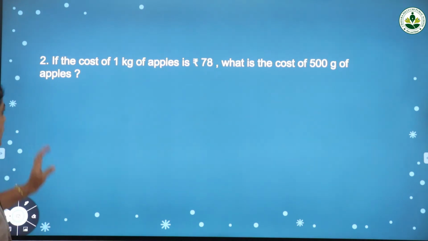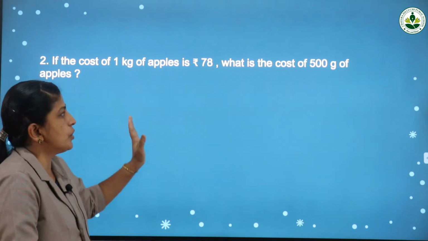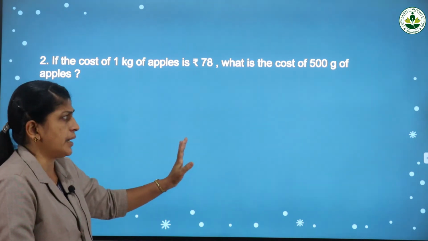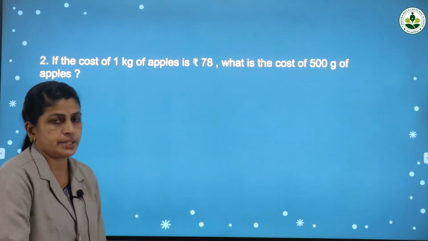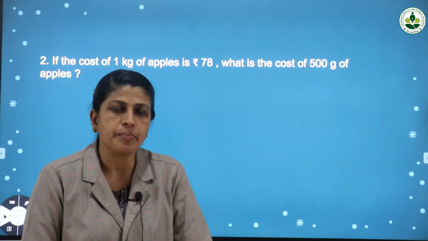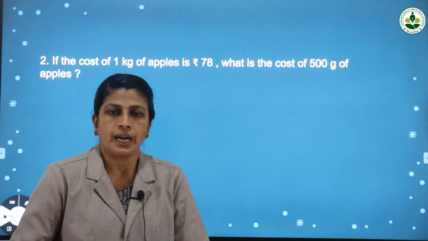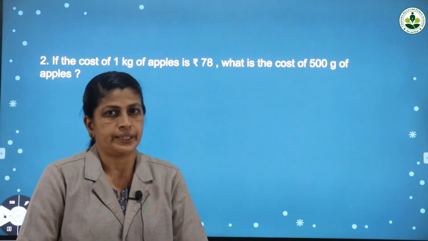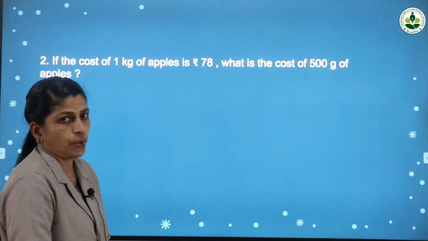Then second question: if the cost of 1 kg of apples is 78 rupees, then what is the cost of 500 gram of apples? Given the cost of 1 kg of apples, from that you need to find the cost of 500 gram of apples. Do you remember 500 gram is equal to how many kilograms? In the previous class, we studied that half kilogram is equal to 500 gram. Therefore, we need to find the cost of half kilogram.